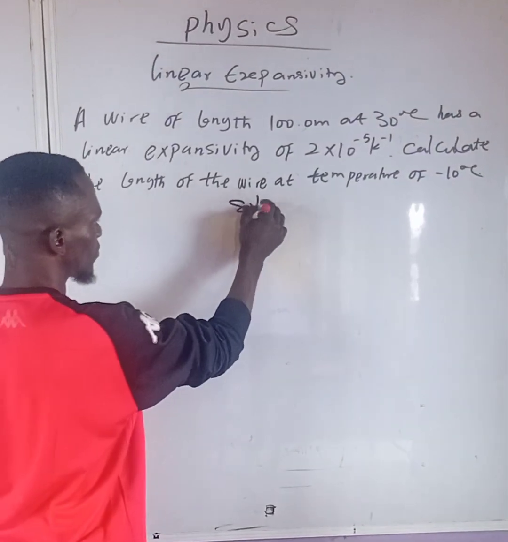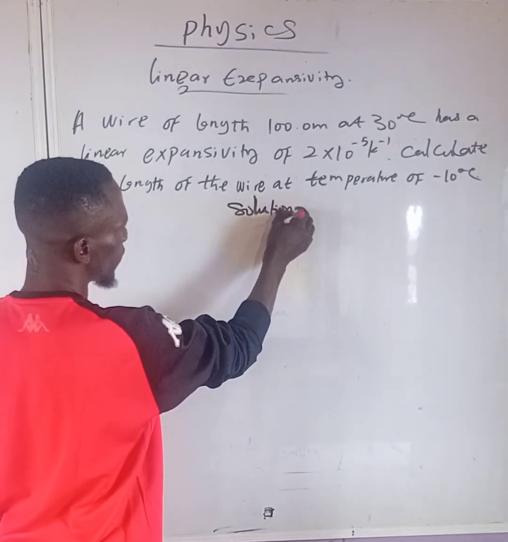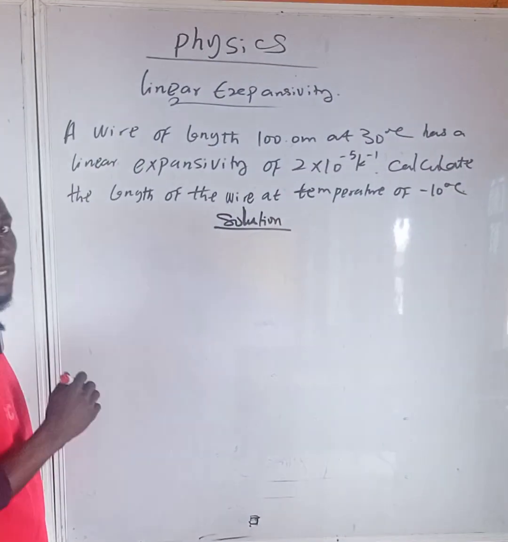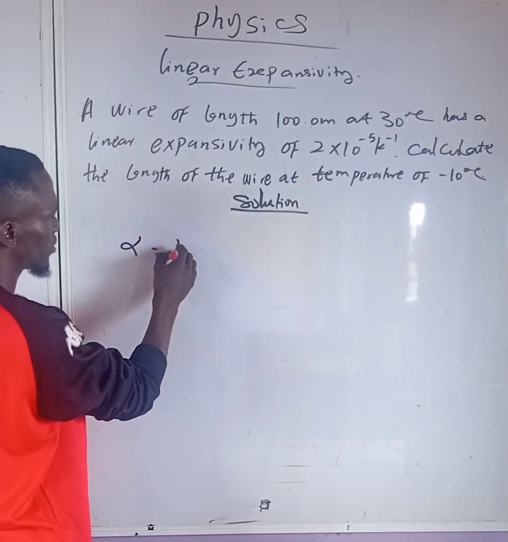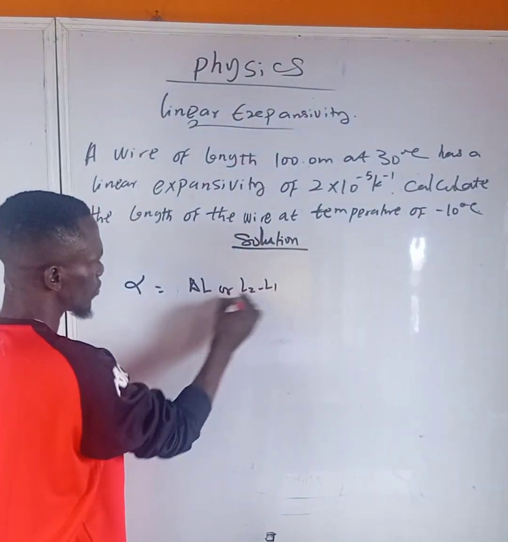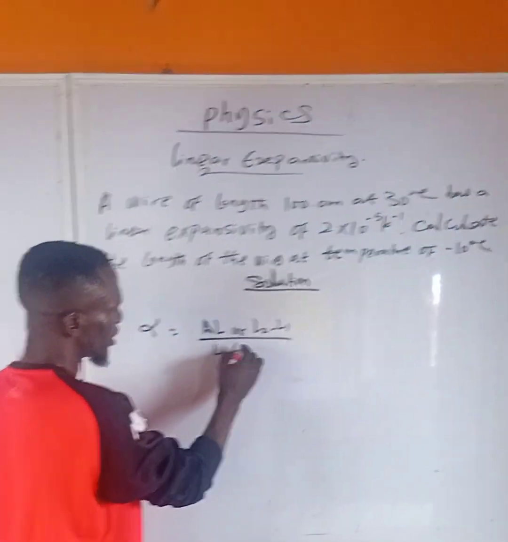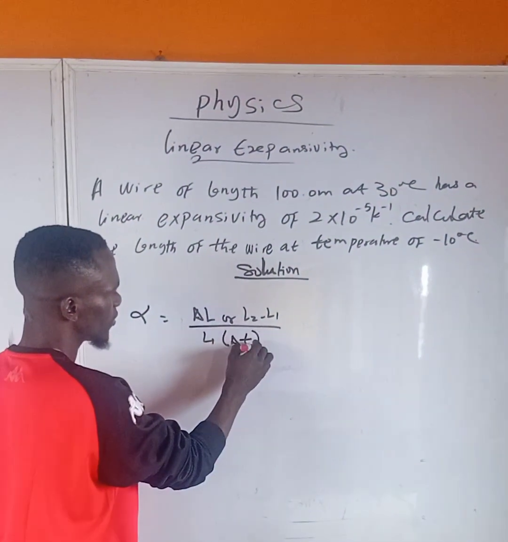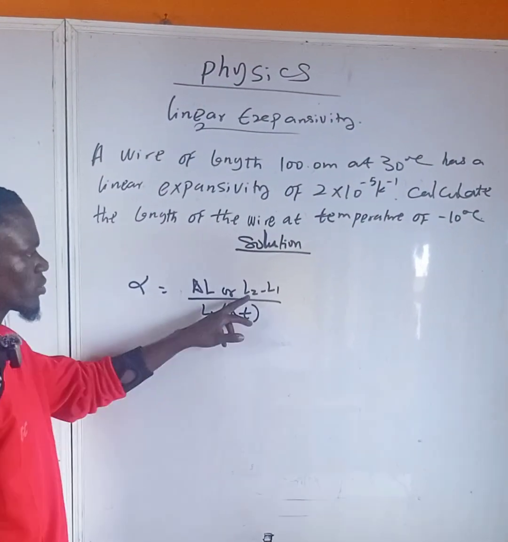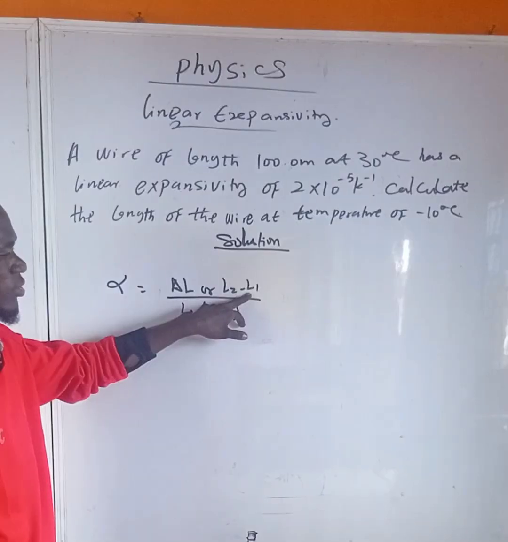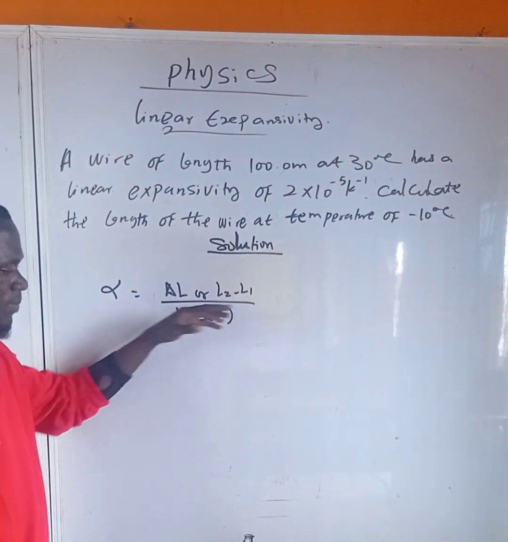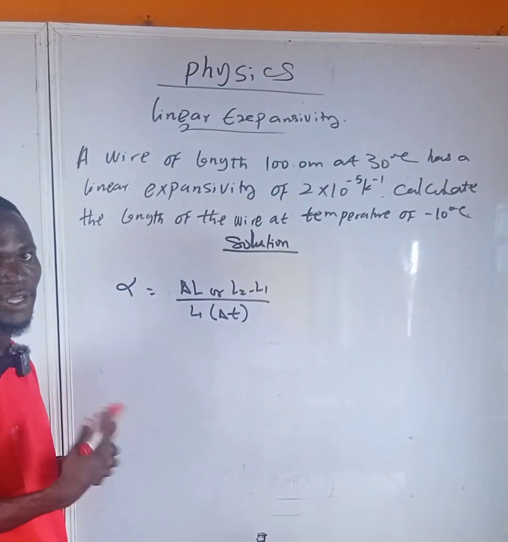So we have the solution. In my last video, I derived all the equations under linear expansivity. Don't forget that the linear expansivity formula is change in length, or L2 minus L1, over L1, and change in temperature. That's the formula for linear expansivity. L2 simply means the final length, while L1 means the original length, or the initial length. So you either use this or this, depending on which one you feel like using.